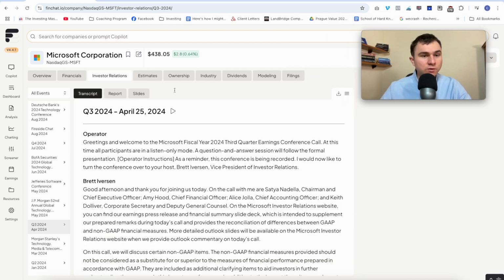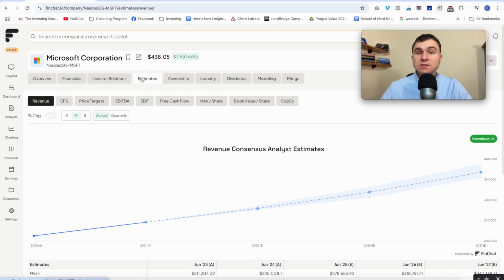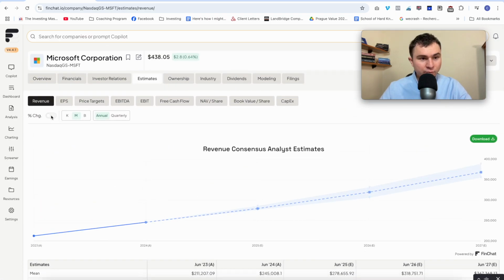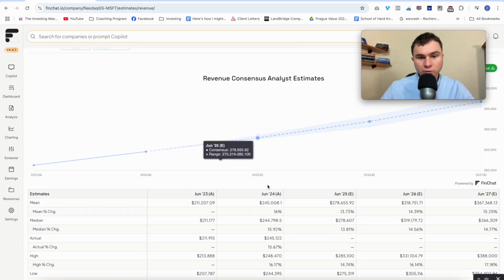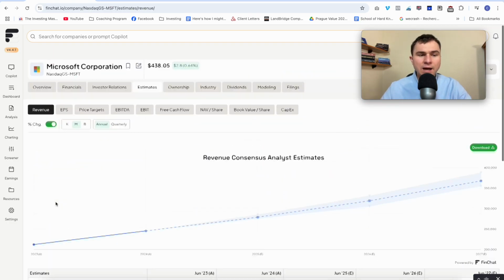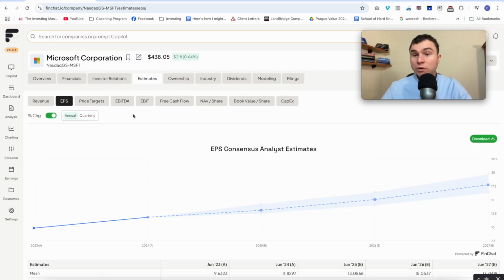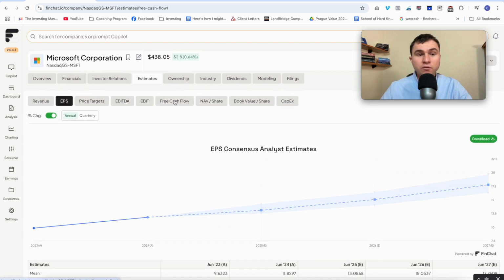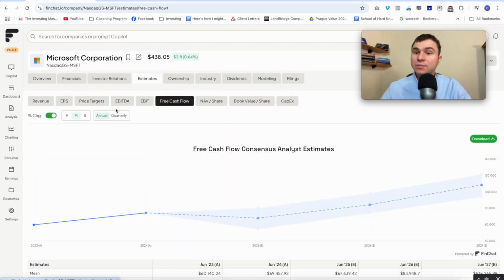So that's for the investor relations part. You have the estimates. That's the estimates for Wall Street, what Wall Street analysts are thinking about the business. They think, if you put percentage change, that the revenue for 2025 will go up by 13%, and then the growth will continue at 14-15%. The mean, the median, actual, high, low. Same thing for the EPS, what Wall Street is thinking about Microsoft. They think it will continue to go up. Free cash flow, capex, you can play with some numbers.